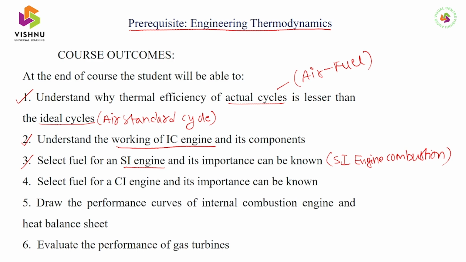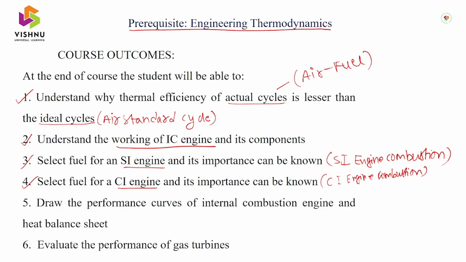The fourth unit is to select a fuel for the CI engine, the compression ignition engine, and its importance. This is CI engine combustion. Here, students will be able to explore the possibility of fuels for the diesel engine. Nowadays, we can see that some alternative fuels are coming up in the industry, like ethanol and its combinations, and various alternative fuels. That part can also be explored in the fourth unit.